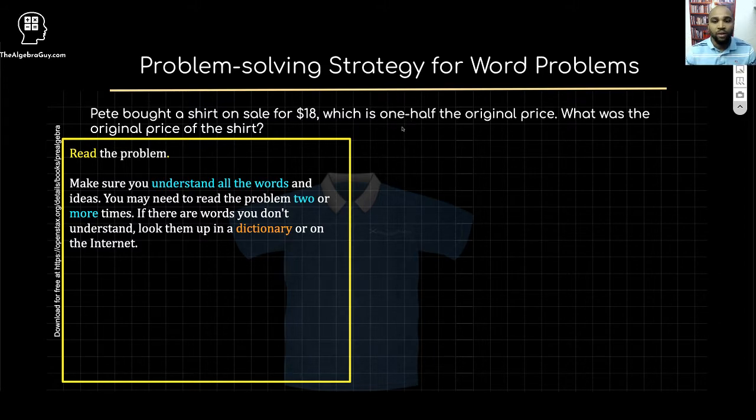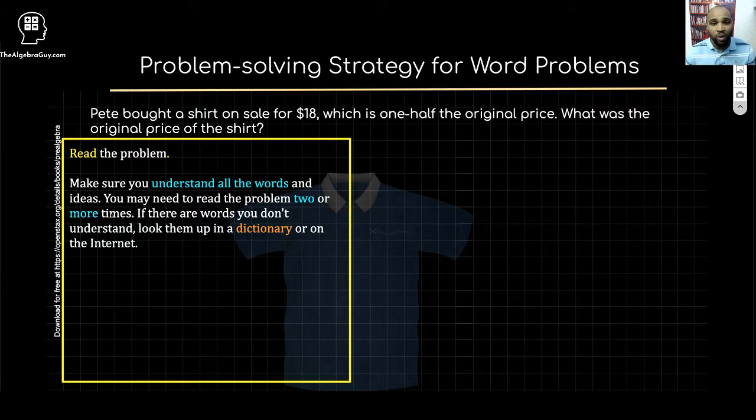I was so frustrated when I first started reading because I would have to look up so many words. But after looking up so many words, I didn't have to anymore, obviously, because it made sense. I found that word. So make sure you understand the vocabulary. You may need to read the problem 2 or more times.